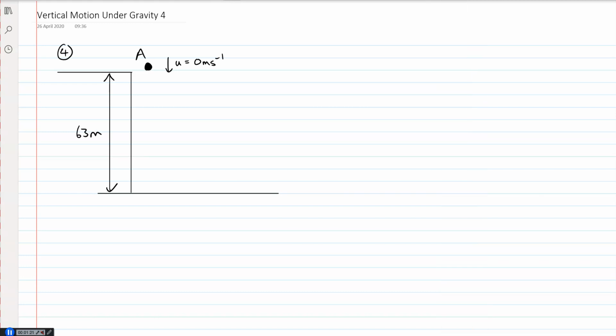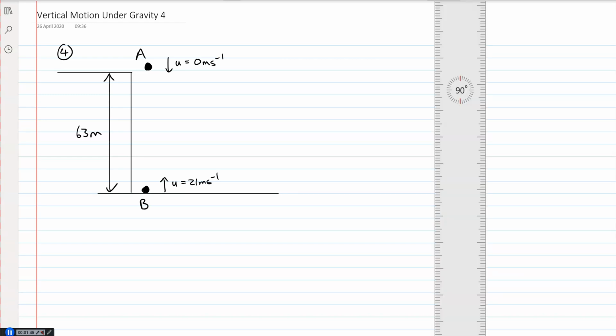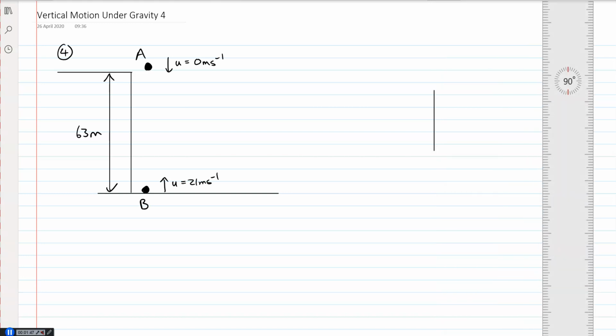So it's falling vertically. At the same time as A begins to fall, another ball B is projected vertically upwards from the bottom of the tower with speed 21 meters per second. So at the same time, we've got our ball B here, and that's being projected upwards at 21 meters per second. Now that's a little bit of a funny one because we've got two different particles acting differently. One's going up, one's going down. They've got different values for their velocities.